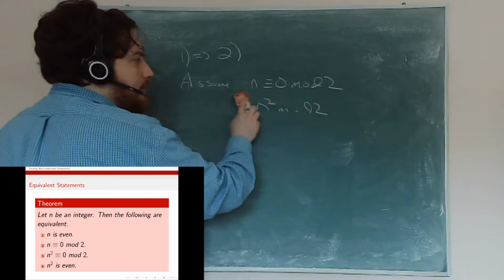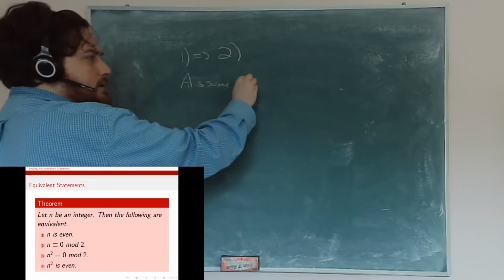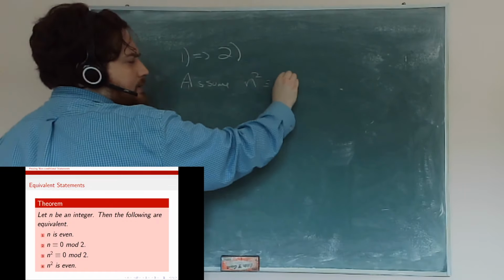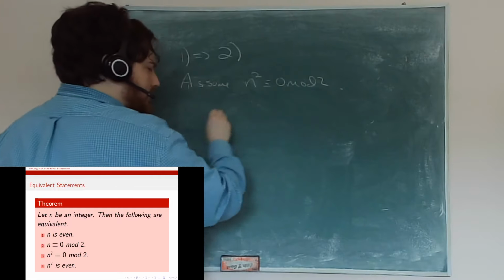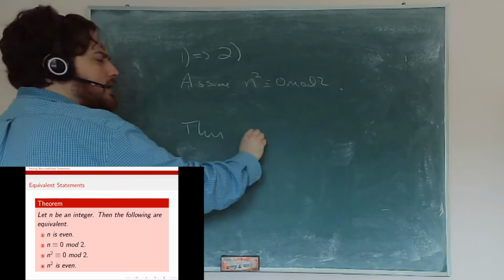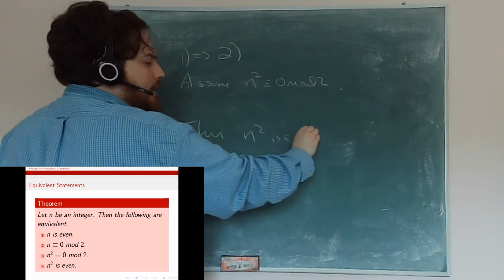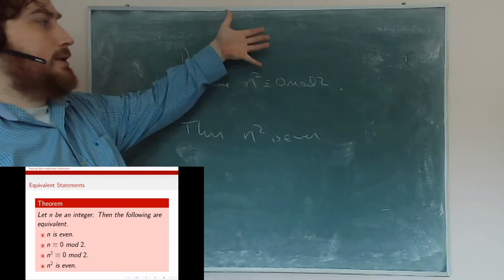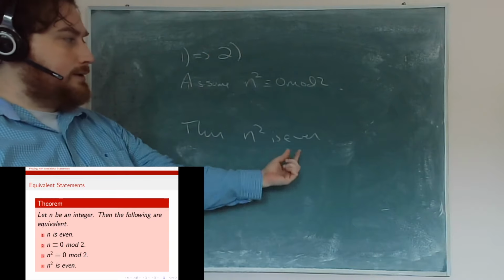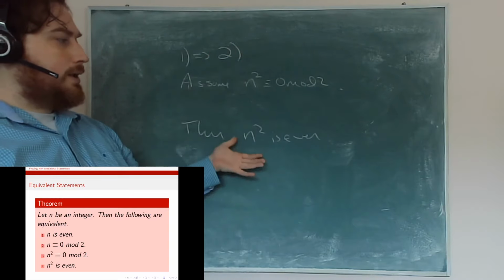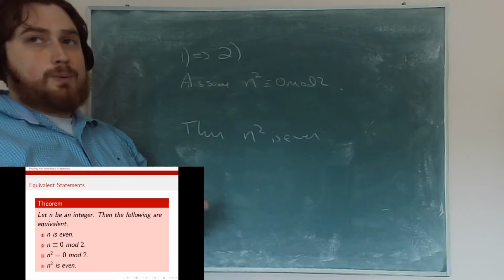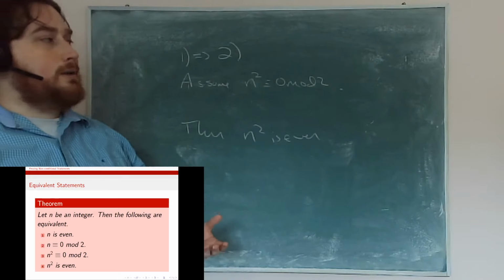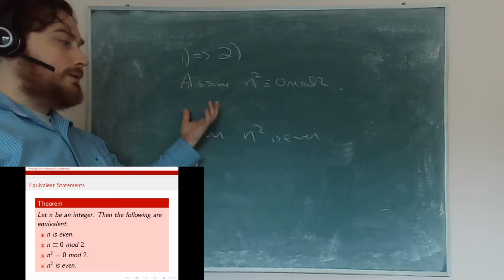Then we would say, assume n squared is congruent to 0 mod 2, then n squared is even. Again, this follows by definition, that it is congruent to 0 mod 2 if it is even. So replacing n with n squared, we have the same proof. We don't necessarily need to do that one again. So these are equivalent statements.